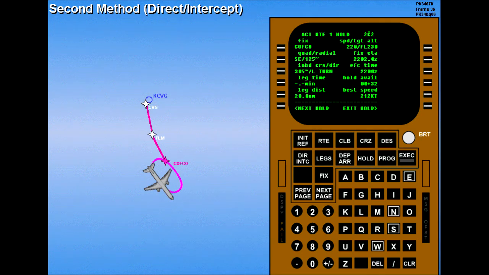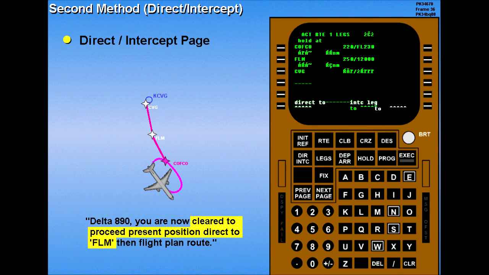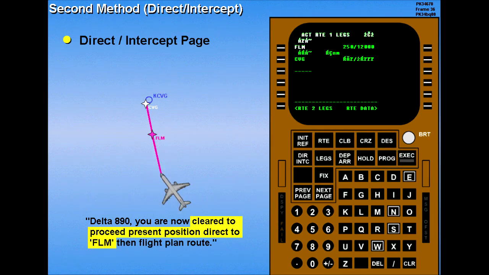The second method of exiting a holding pattern utilizes the direct intercept page and can be used whenever ATC clears you to another fix or leg directly from your position in holding. For example, you are holding at COFCO when ATC clears you to proceed present position direct to Falmouth, then flight plan route. After the direct intercept page is selected, properly modified, and then executed, the FMS will terminate the holding pattern and turn the aircraft to a course direct from your present position to Falmouth.